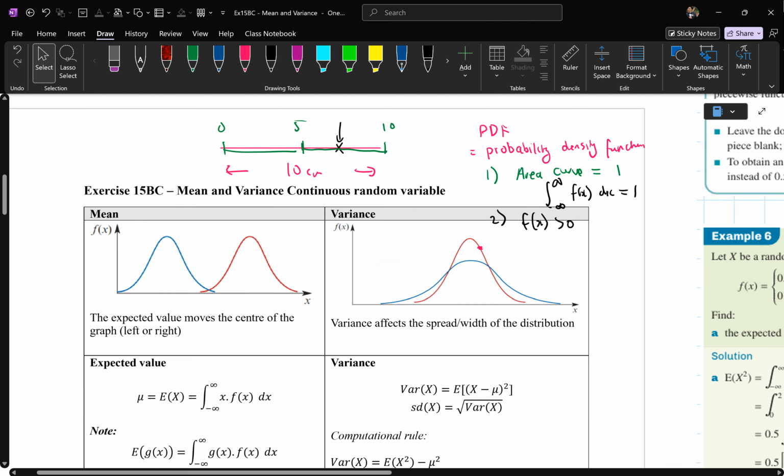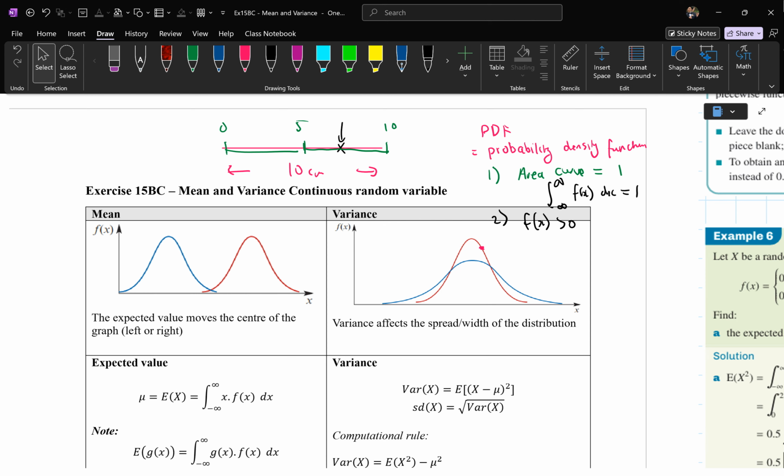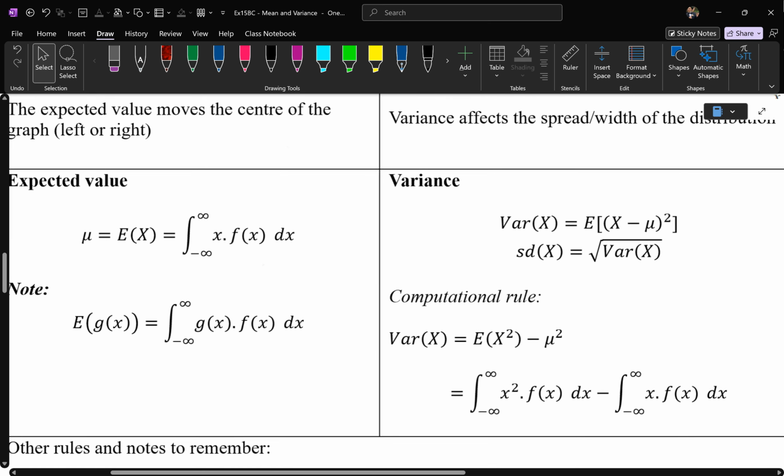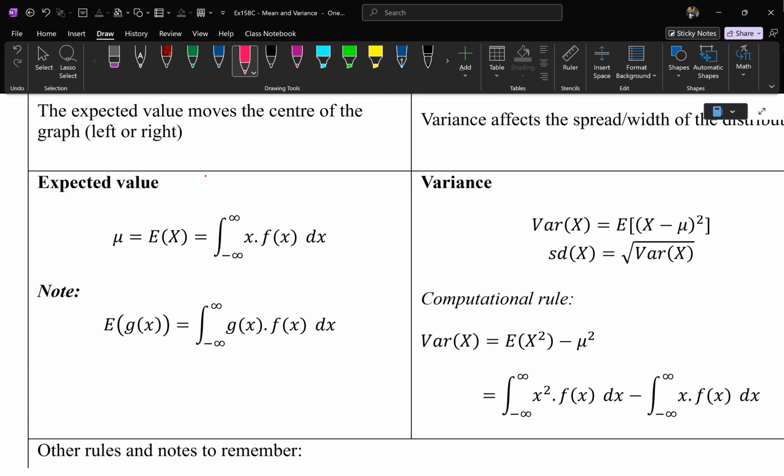All right, here we go. So what's 15B and C? 15B and C, we're now taking chapter 13 and putting it into chapter 15. Expected value and variance. I've already got the formulas there for you, but for you to remember, chapter 13, how do you find E of X again?